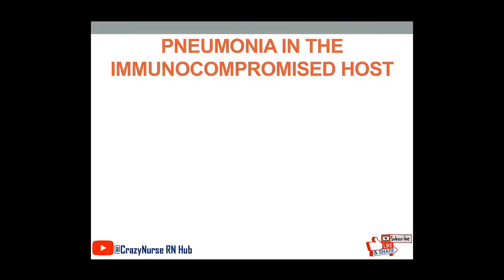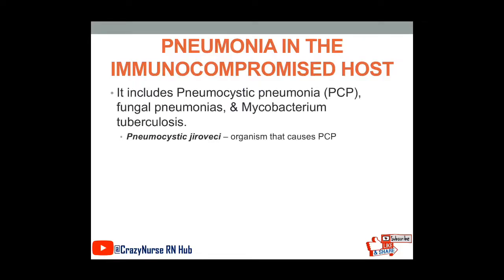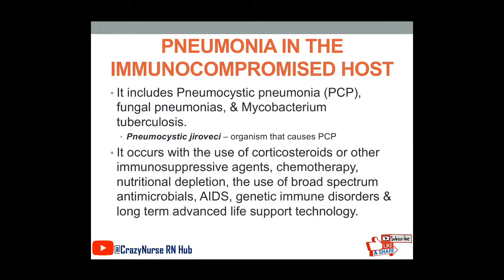Now let's have the pneumonia in the immunocompromised host. It includes pneumocystis pneumonia, PCP, fungal pneumonias, and Mycobacterium tuberculosis. The organism that causes PCP is Pneumocystis jirovecii. It occurs with the use of corticosteroids or other immunosuppressive agents, chemotherapy, nutritional depletion, the use of broad-spectrum antimicrobials, AIDS, genetic immune disorders, and long-term advanced life support technology.